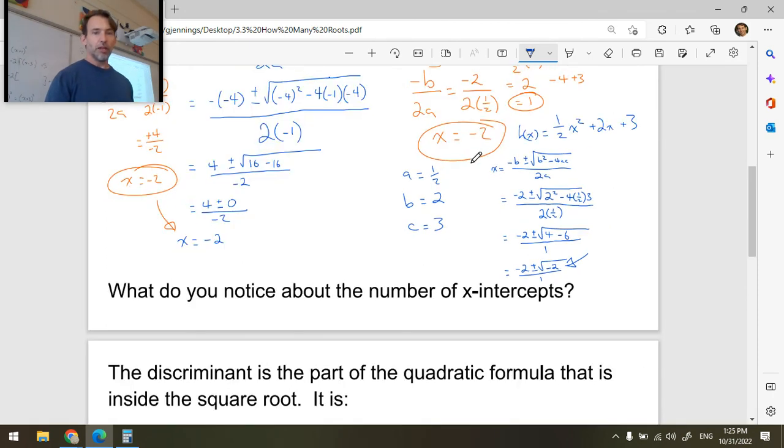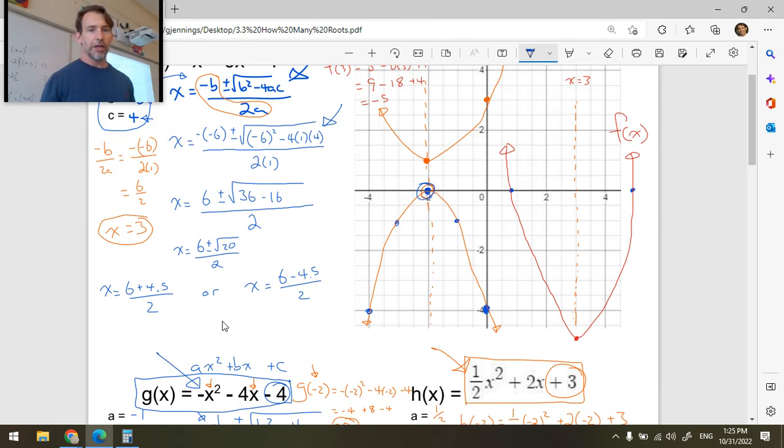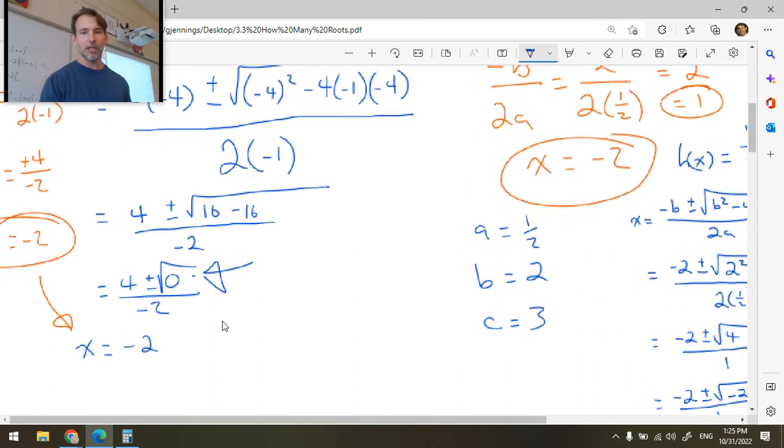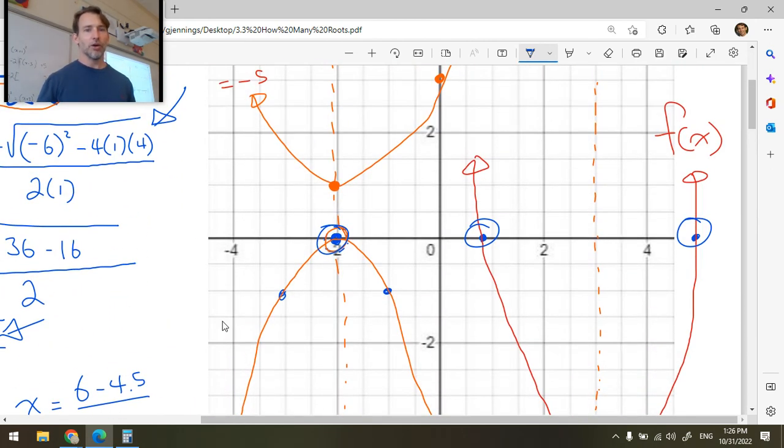So one thing that we can notice here about the number of x-intercepts: where we had the square root of 0, that function had exactly one x-intercept. When we said find me the square root of a positive number, in this case positive 20, that function had two x-intercepts. And then when I said, well, go ahead and find me the square root of a negative number here, I can't do that. This one has no x-intercepts. It never touches the x-axis. It turns around before it gets there.